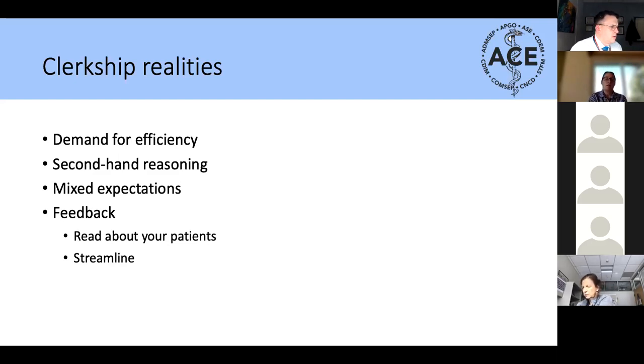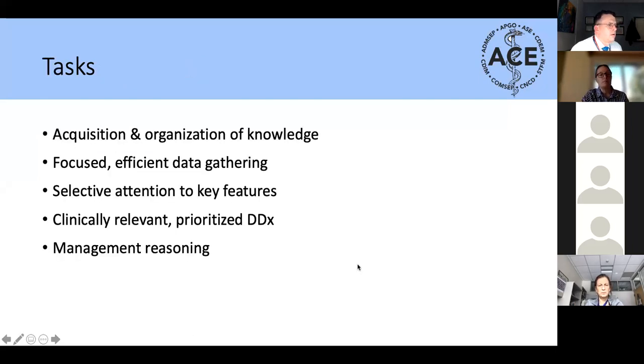And then I just want to make note of the fact that, at least in my practice as a clerkship director looking through tons and tons of evaluation data, the most common feedback that students get from residents and faculty is that they should read more about their patients and that they should streamline their presentations in particular, both data gathering and presentations, to focus on the pertinent positives and negatives. And those two pieces of feedback may not always be entirely helpful. So let me go forward.